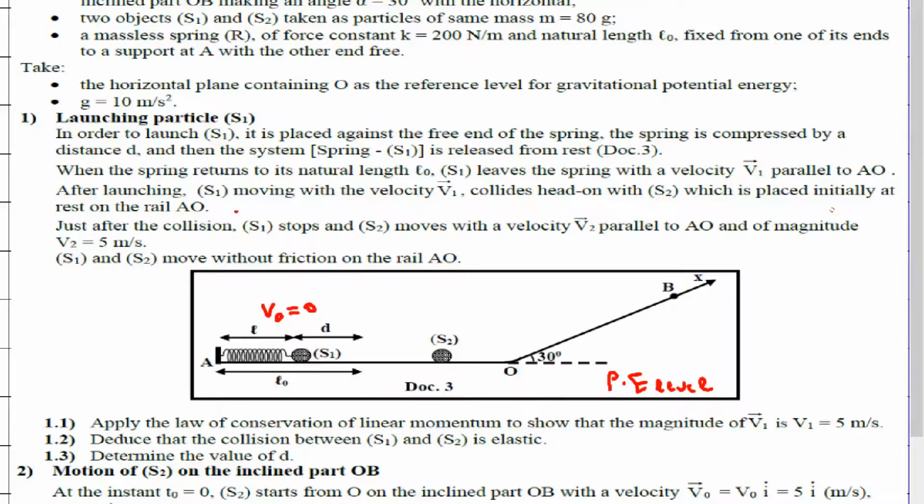Now let's continue. When the spring returns to its natural length L0, S1 leaves the spring with a velocity v1 parallel to AO. After launching, S1 moving with the velocity v1 collides head-on with S2, which is placed initially at rest on the rail AO. So S2 has no initial speed. Just after the collision, S1 stops and S2 moves with a velocity v2 parallel to AO, of magnitude v2 equal to 5 meters per second.